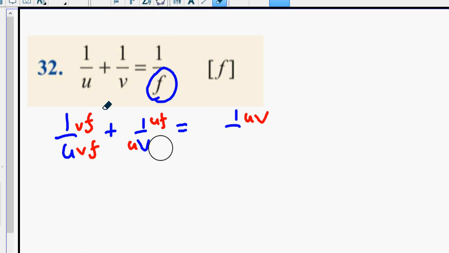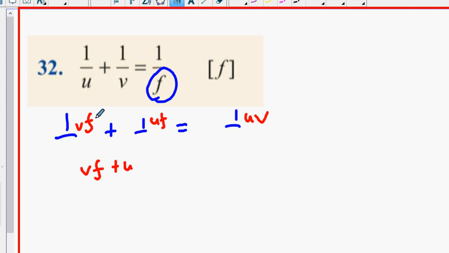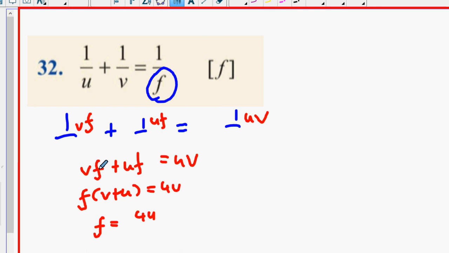Gone. And now I'm left with vf plus uf equals uv. And I'm quite lucky because both f's are on the same side. So what can I do with the f's? And what's my answer? Everybody cool with that? Okay, hope so.